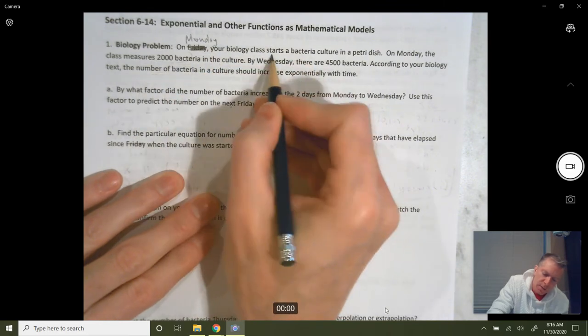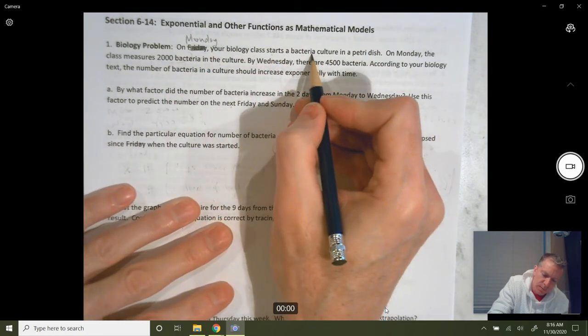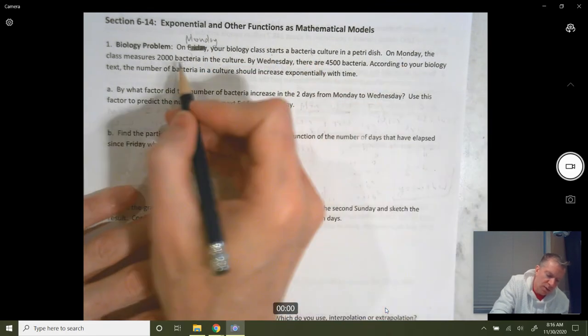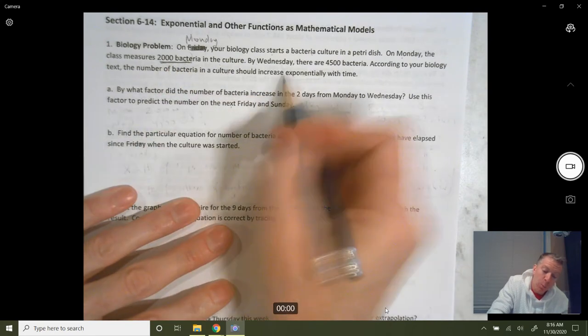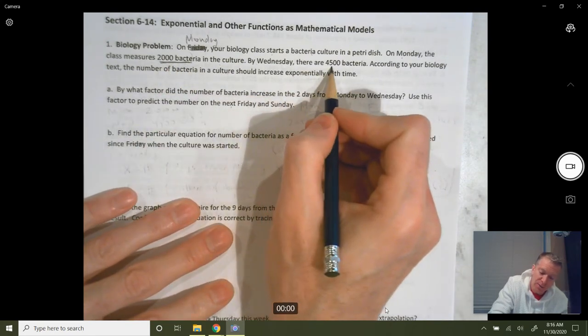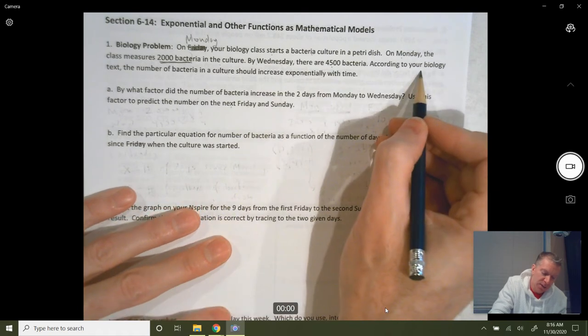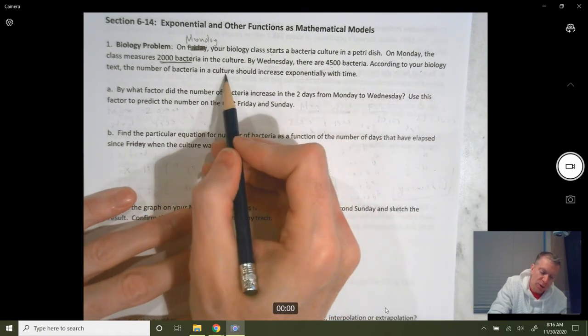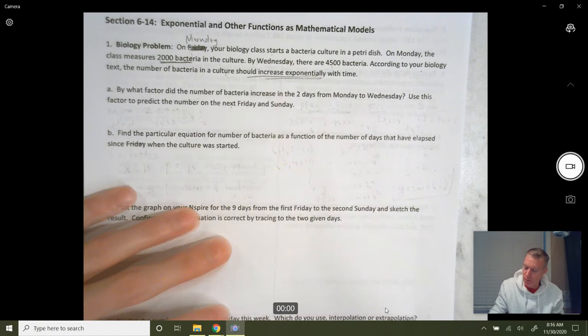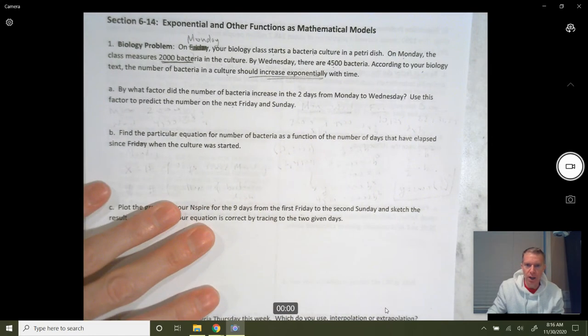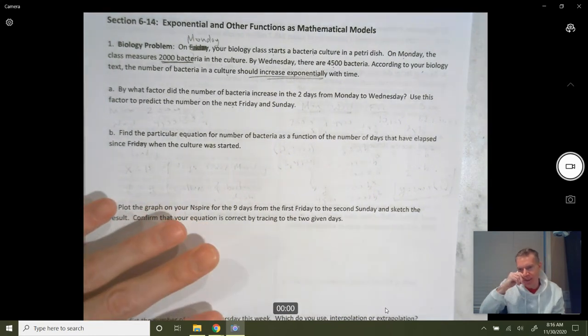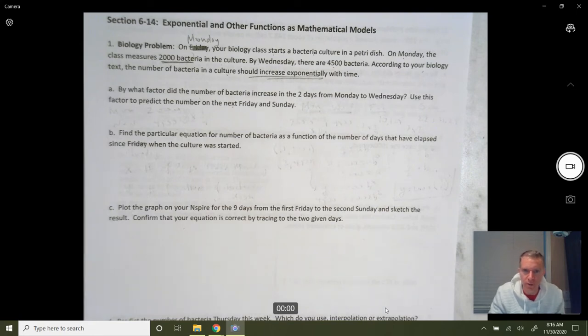Your biology class starts a bacteria culture in a dish. You start with 2,000 bacteria in the culture. By Wednesday, there's 4,500 bacteria. According to your biology text, the number of bacteria in the culture should increase exponentially over time. Sorry, we're on page 168 in your notes packet if you're following along.